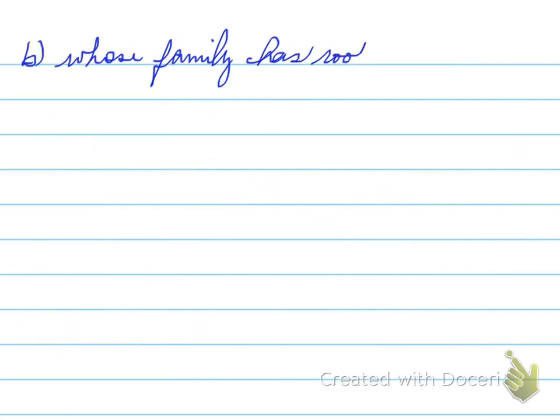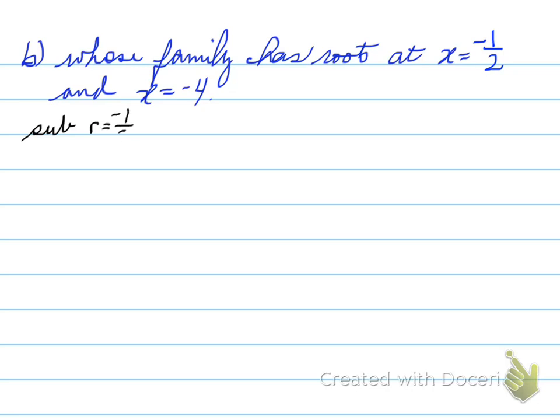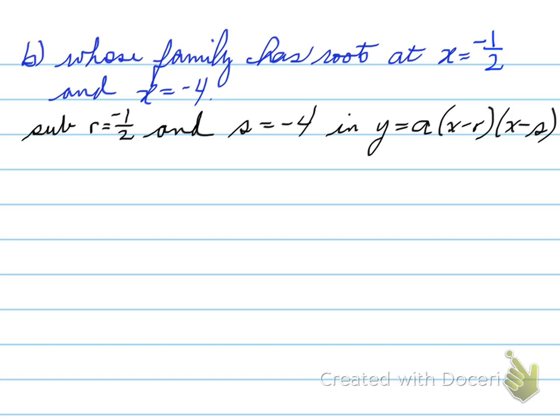What if you have a question that asks for a family that has roots at x equals -1/2 and x equals -4? When you're asking for a family, you're not looking for a specific a value, so the a remains a. So we sub r equals -1/2 and s equals -4 into the roots equation, because these are the two roots that were given. And we get the equation y equals a times (x plus 1/2) times (x plus 4).